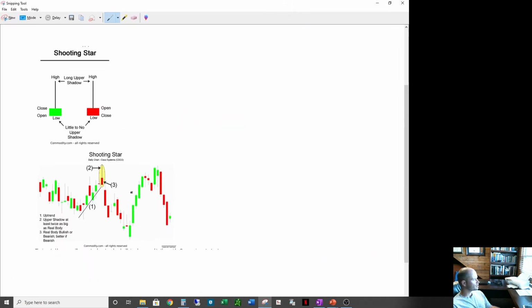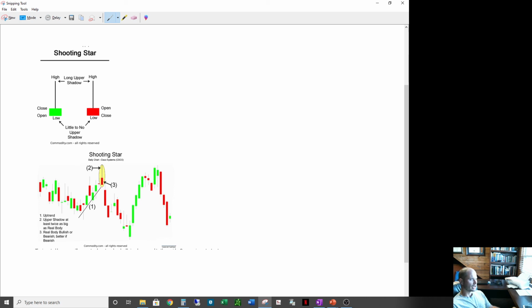So here, this is called a shooting star. This is one of my favorite candlestick patterns, and it's a bearish reversal pattern that occurs at the top of an uptrend. It's formed when the open, low, and close are roughly the same price, and there's a long upper shadow that is typically twice the length of the body.